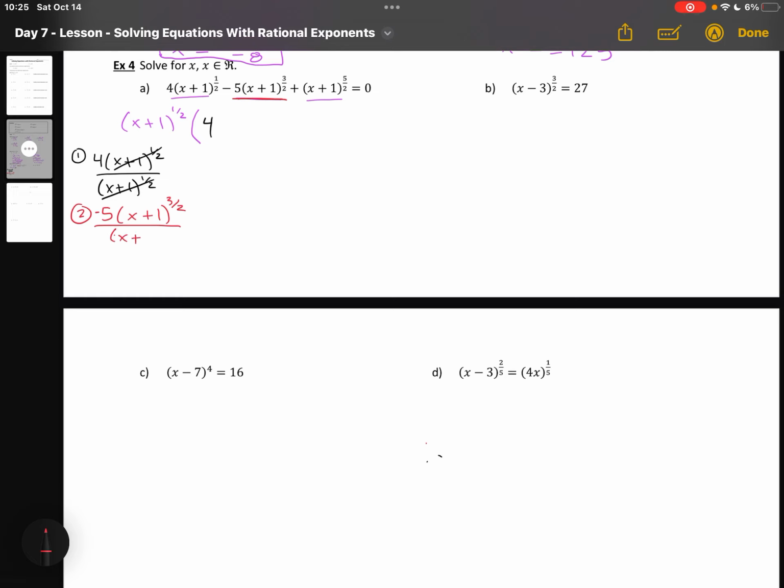And then I've got x plus 1 to the 1/2. Now I'm dividing powers that have the same base, x plus 1. So that means that I'm going to subtract the exponent. So what I'm left with is minus 5 and x plus 1. And just to the exponent 1, 3/2 minus 1/2 is 2/2, which is just 1. So I'm going to write that in.